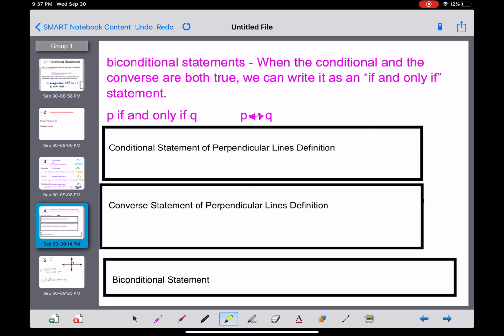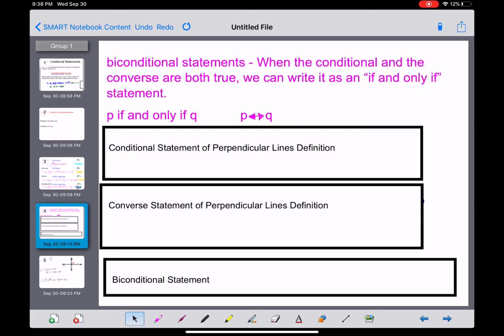The last new definition that we're going to look at is biconditional statements. So when the conditional and the converse are both true, we can write them as an if and only if statement. So that is shown as the hypothesis is true if and only if the conclusion is true, and it has double arrows going in both directions. Now, since we accept definitions to be true, we can always write definitions as biconditional statements.